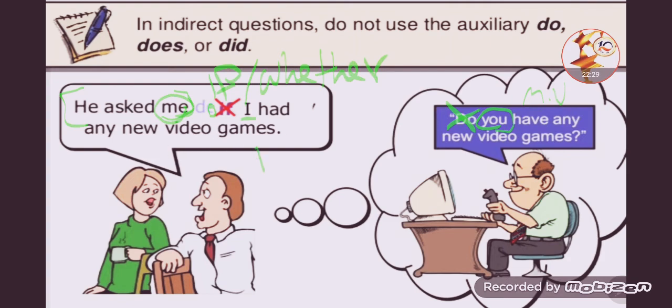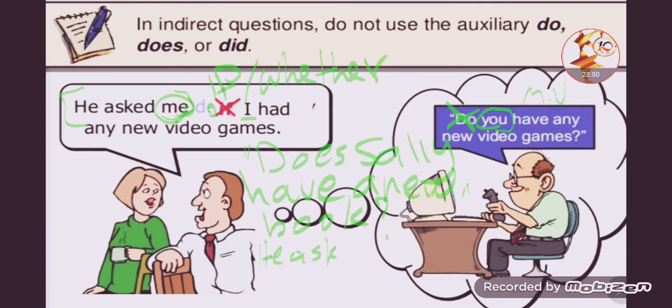لو قلت لك does Sally have a new book، وحطيت لك إياها as a question، تيجي بتحكي لي he asked، على سبيل المثال he asked if Sally. بنزل السبجكت.